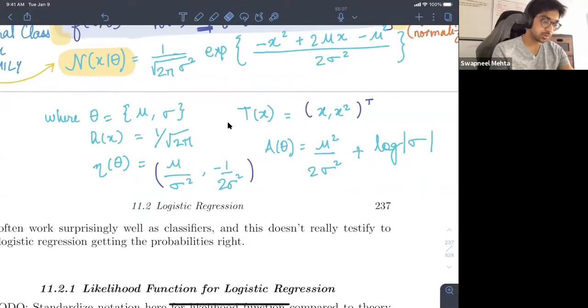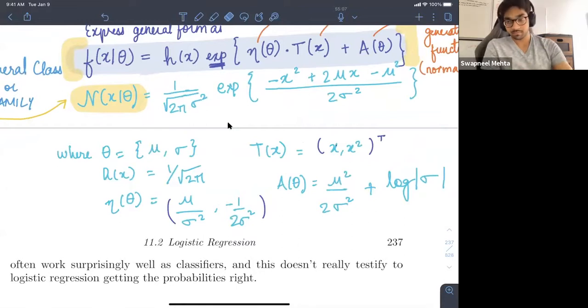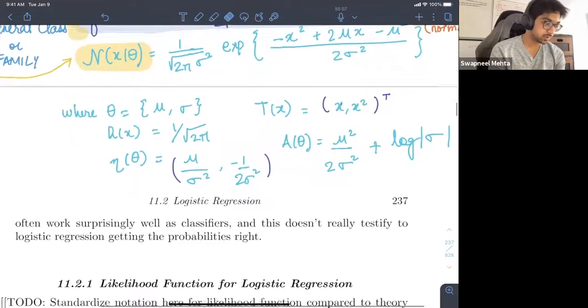I'll pause here if there are any questions. Okay, seeing none, let's move forward.